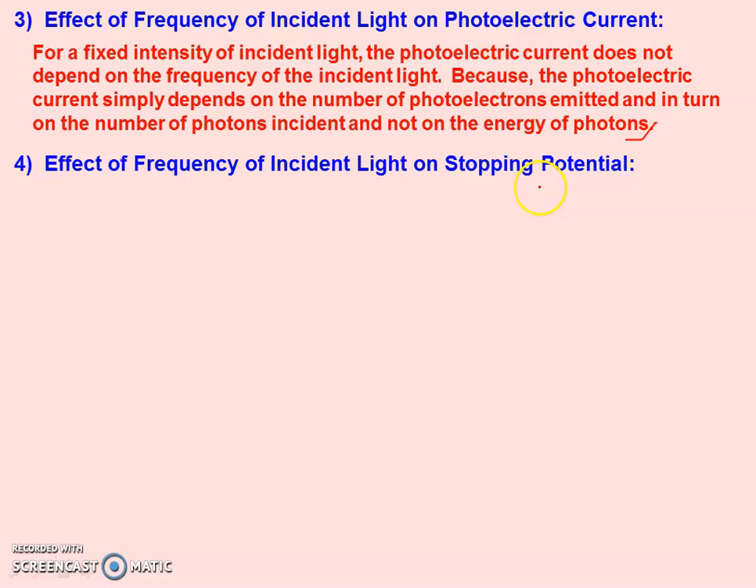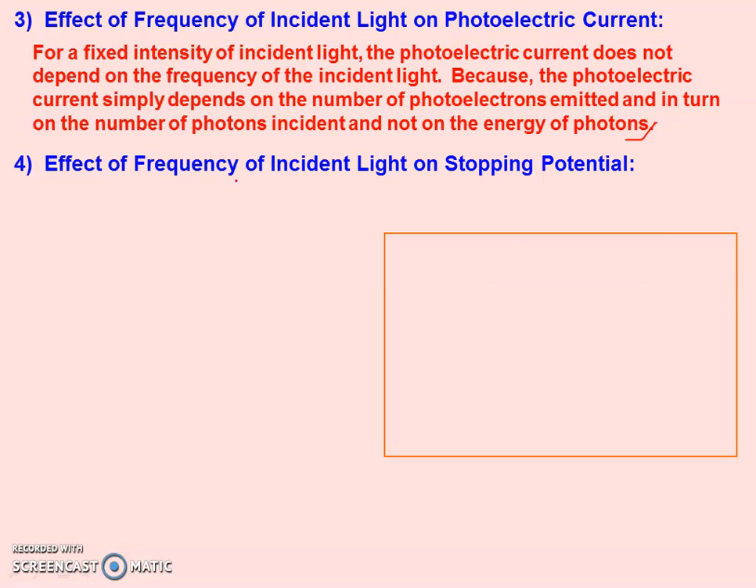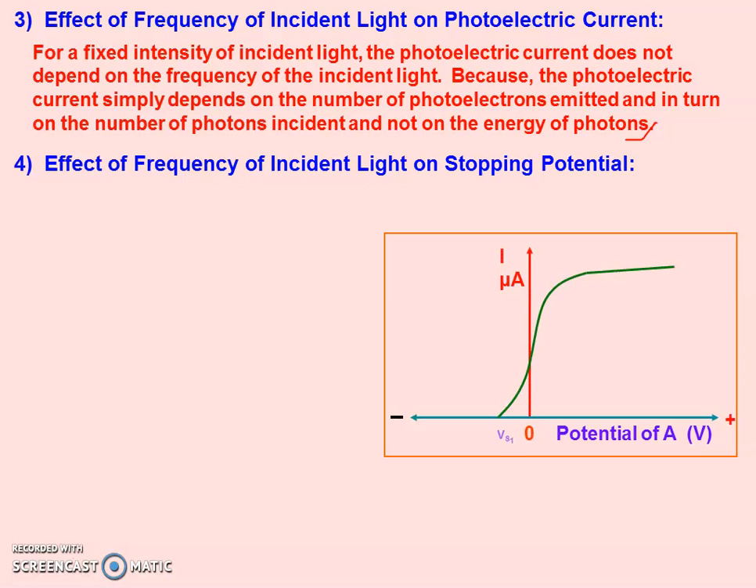Next, how does the stopping potential get affected by the frequency? If we change the frequency of incident light, how does the stopping potential change? Definitely the stopping potential will change if the frequency of light gets changed. Now we can draw a graph between photoelectric current and the potential difference. The stopping potential is always on the negative side because it stops the current by a negative potential, that is called retarding potential, right?